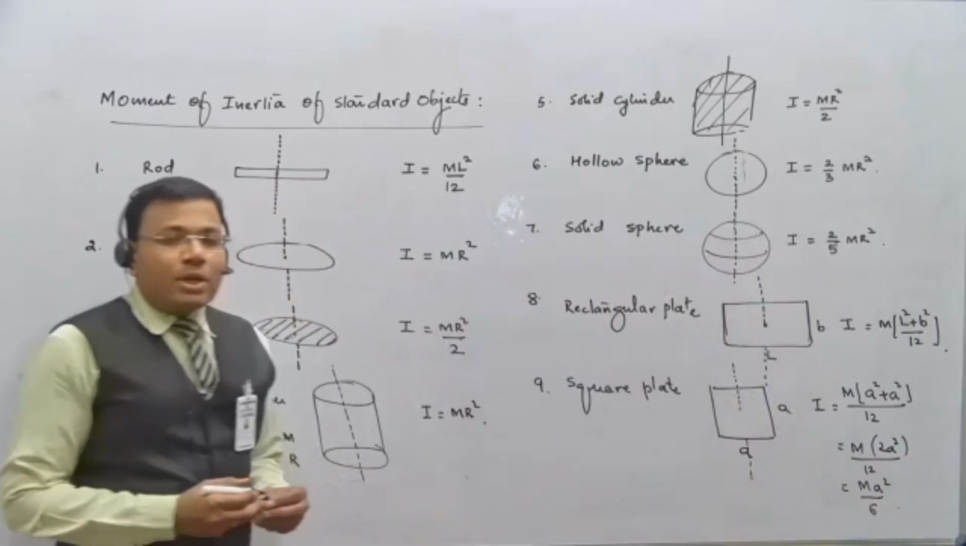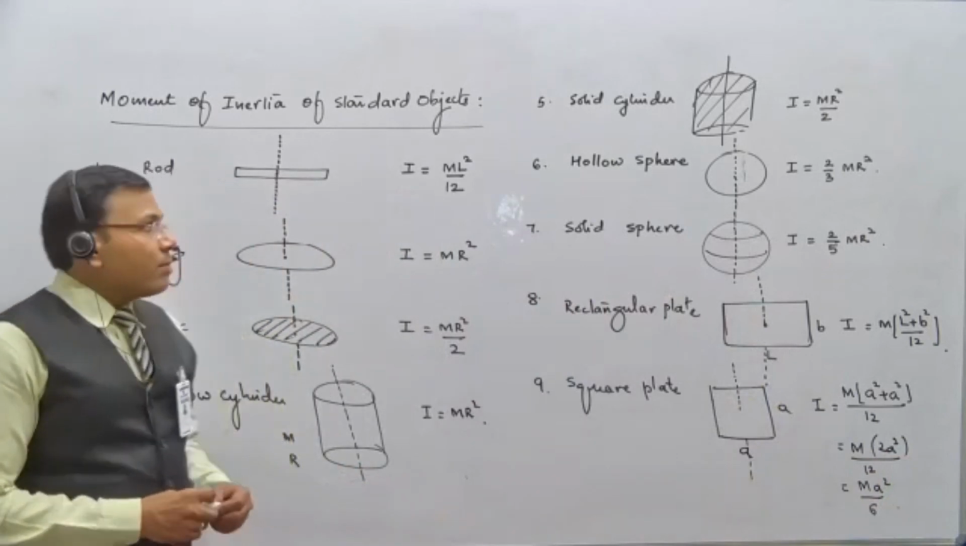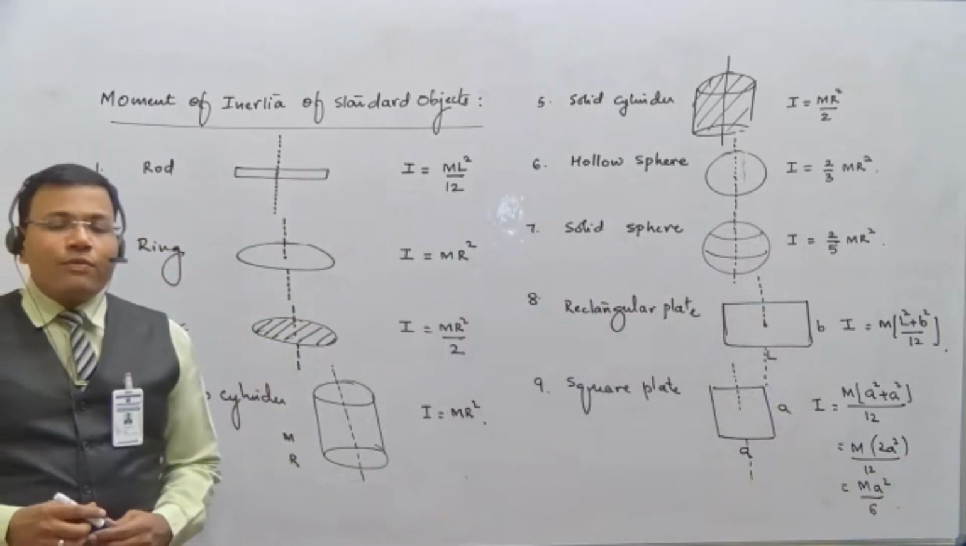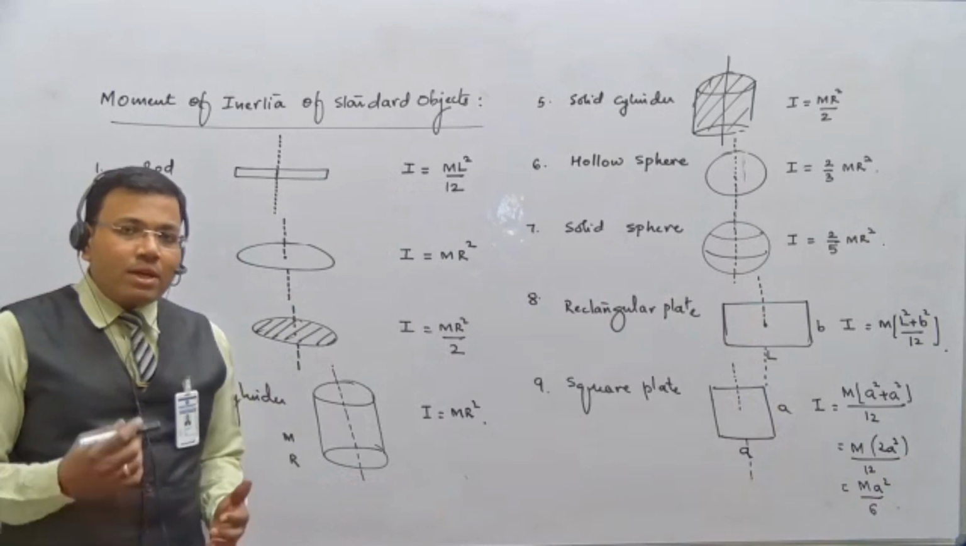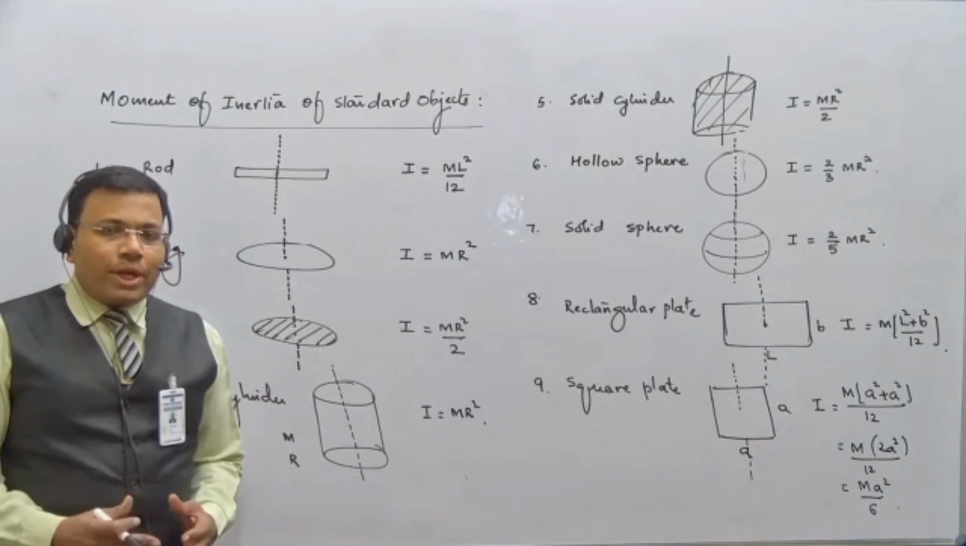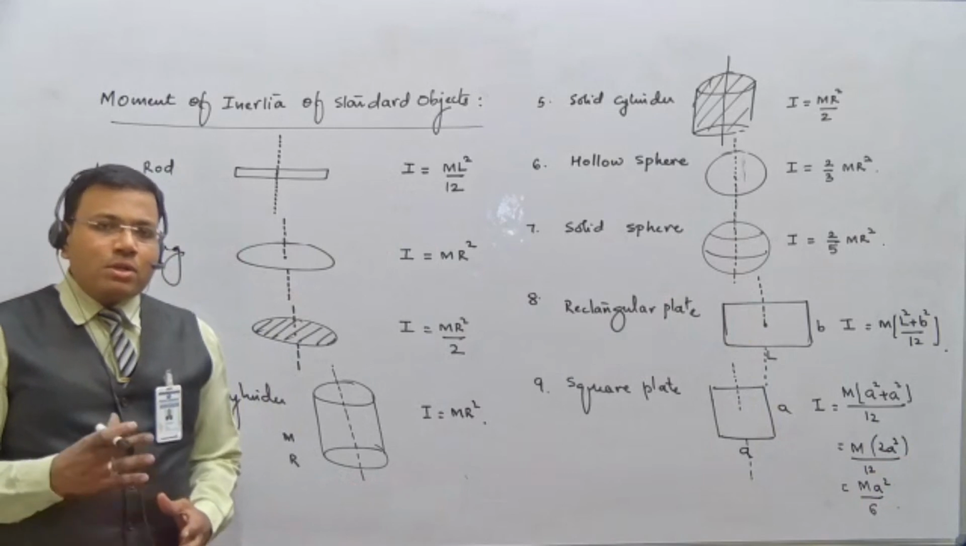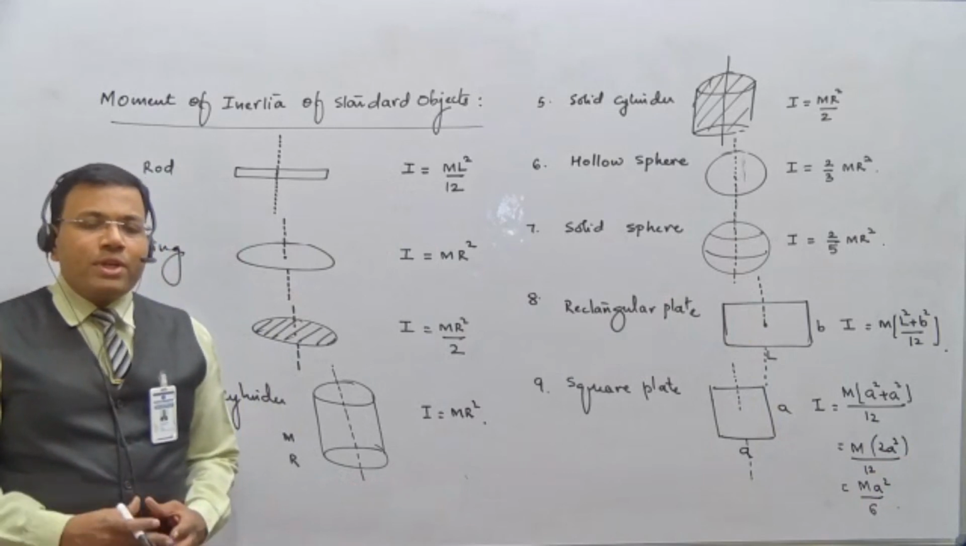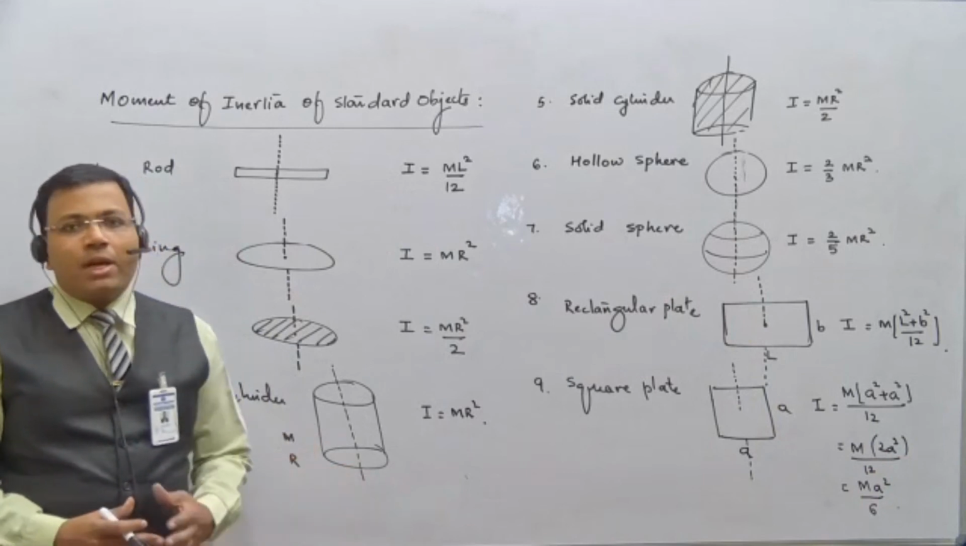So I hope you have understood all the concepts dealing with the moment of inertia of the standard objects, like we have seen rod, ring, disc, hollow cylinder, solid cylinder, hollow sphere, solid sphere, rectangular plate, and the square plate.